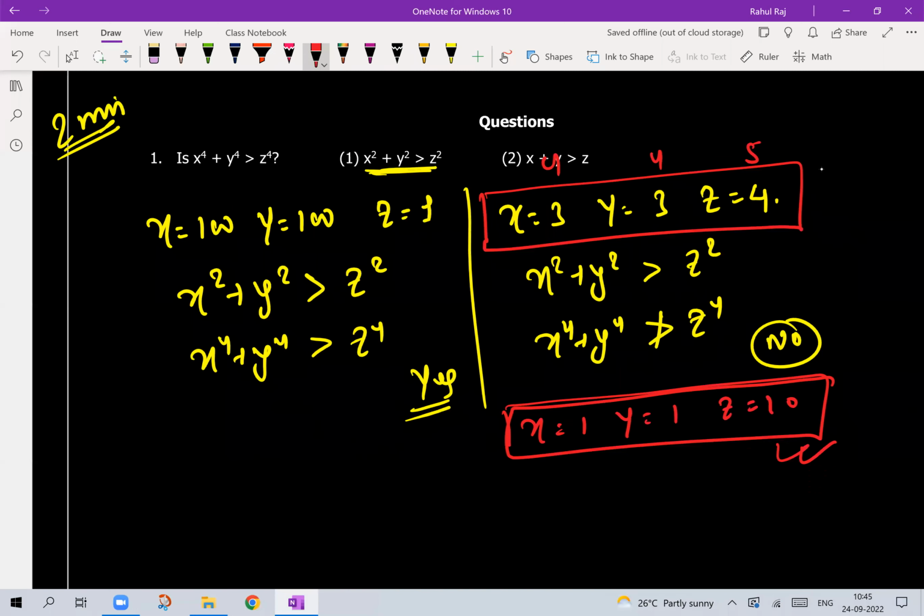Doesn't satisfy the first statement. Absolutely. It does not satisfy the first statement. A lot of people make the mistake of taking x is equal to 1, y is equal to 1, z is equal to 10. And they say that 1 to the power 4 plus 1 to the power 4 is not greater than 10 to the power 4.